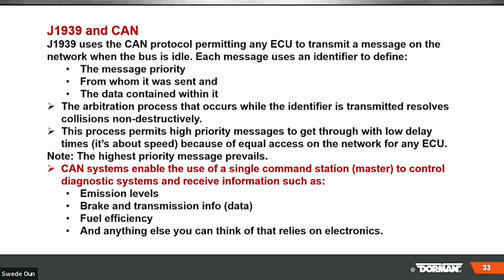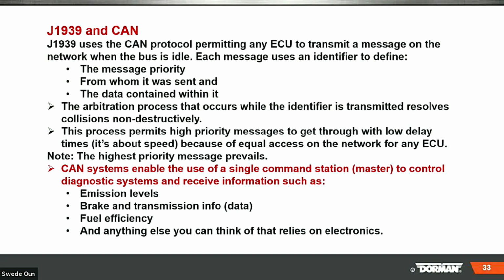Then you have an arbitration process that occurs while the identifier is transmitting, resolving collision. We don't want everything, excuse my French, coming together and colliding. No. Hey, this guy's got more priority. Let this guy through. But we're going to let this guy through very, very fast, okay? It's about speed because of equal access on a network for any ECU. Just think of all the ECUs involved in today's trucks. So bottom line is the highest priority message prevails, okay?